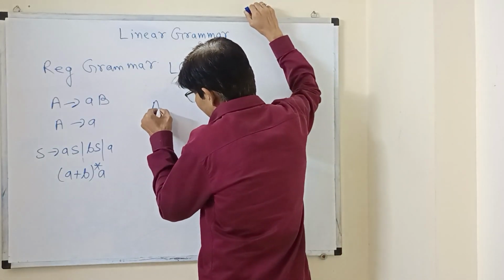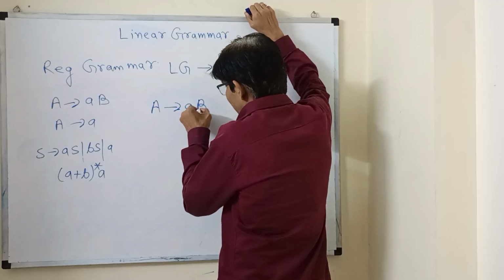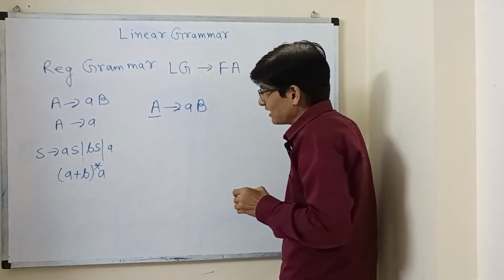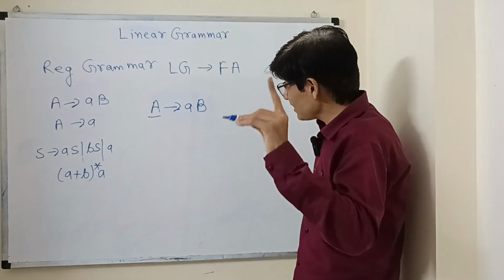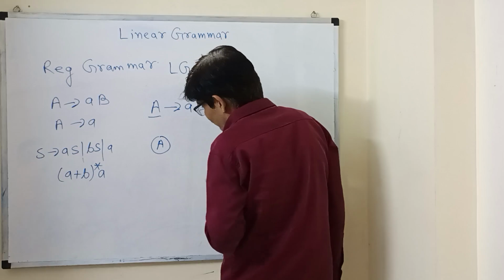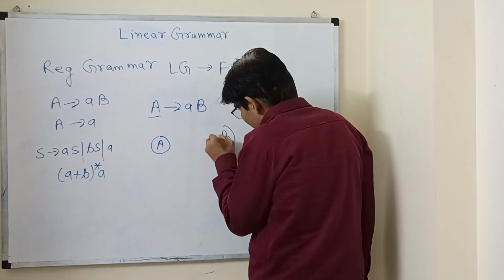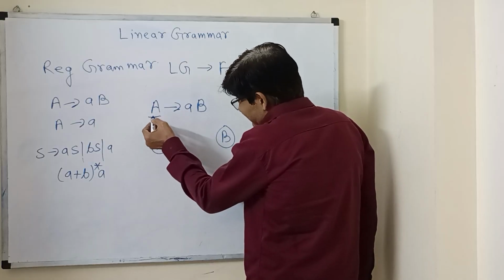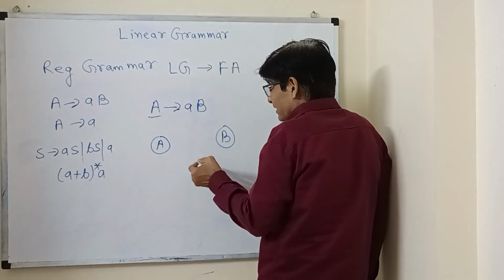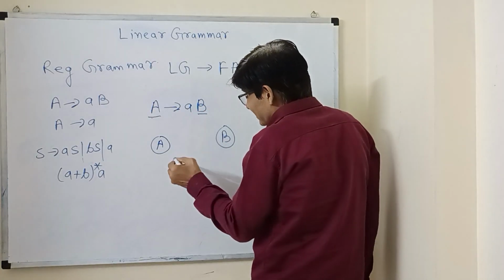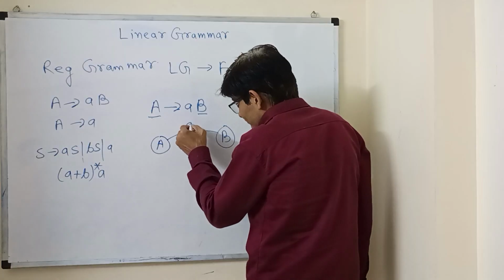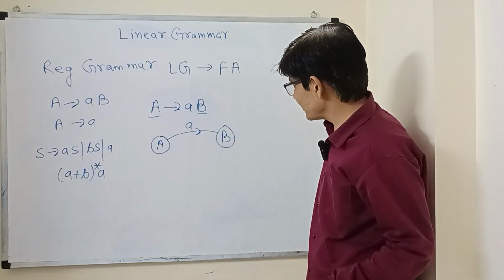So now suppose you have A gives small a B, this production rule. You can consider this left hand side variable as the current state of the machine, the current state of the finite automata. So you can create two states here, A and B. Now if this is your current state, and small a is the input symbol you are reading, and this is your next state, you can convert this particular production into a transition like this. So I hope it is clear.